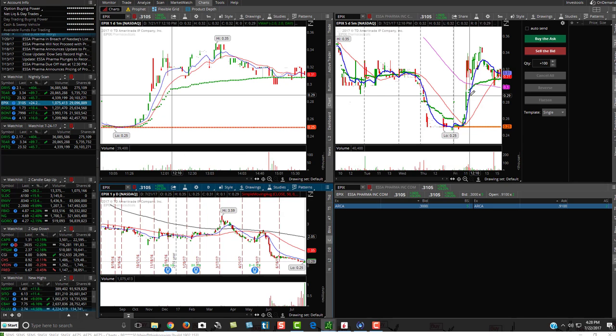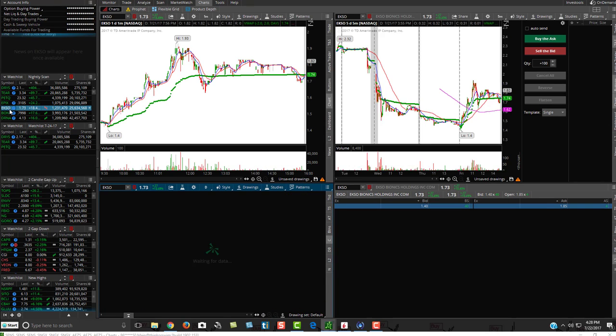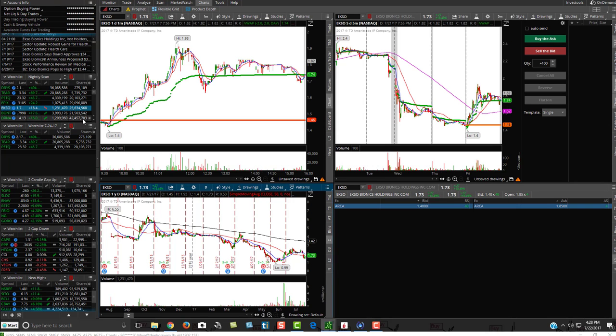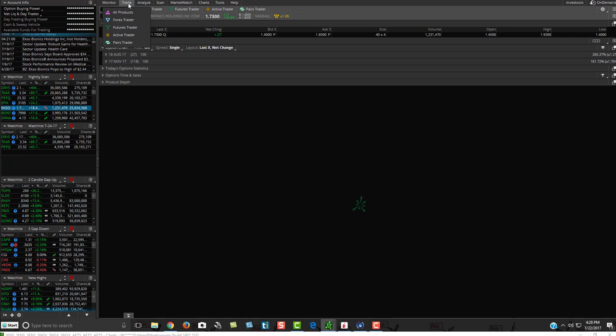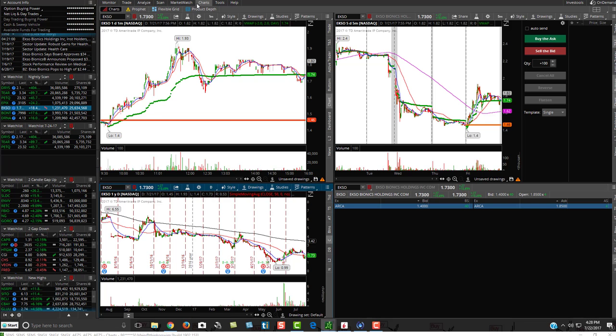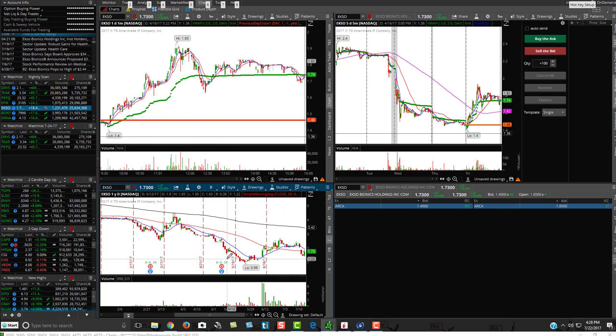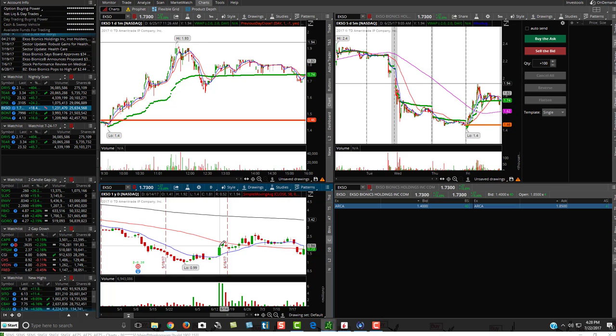EPIX, don't like it. It's kind of choppy. EKSO, it is kind of choppy. Somewhat held its highs. Let's see up here. I don't see any lettering. Right here, there's some resistance around the $2 level. It kind of went up the other day. You'll see it went up and kind of pulled back.